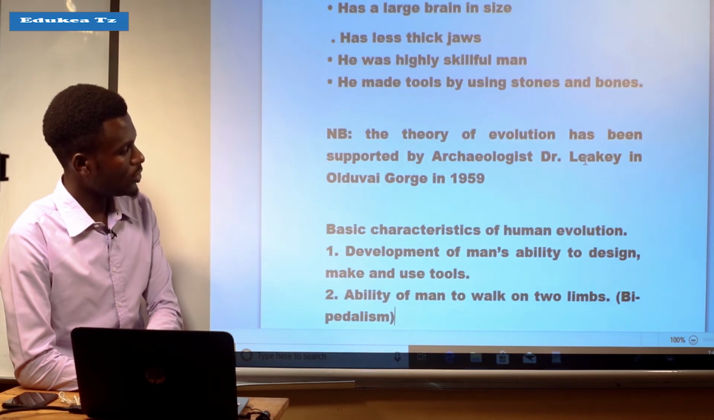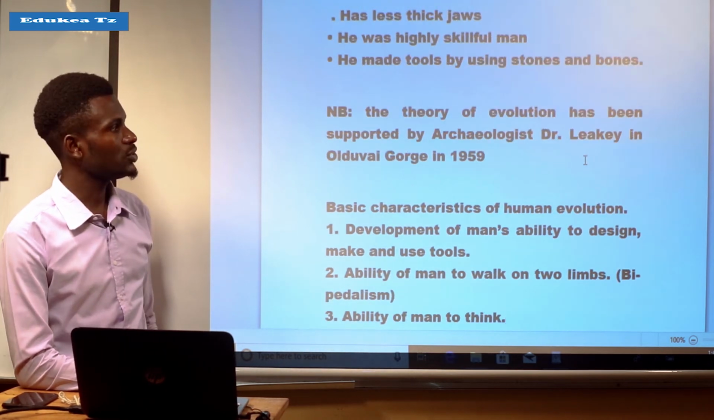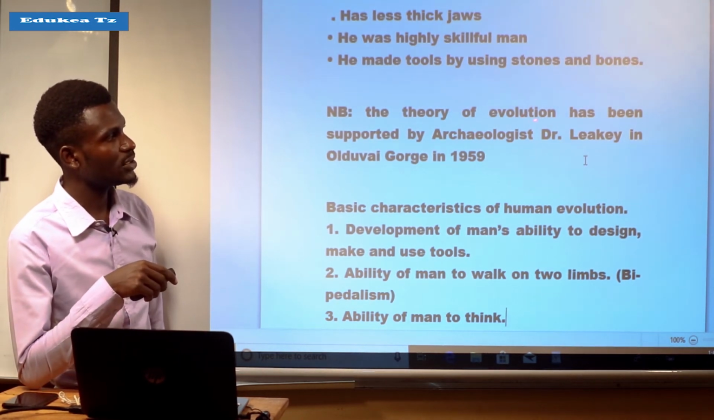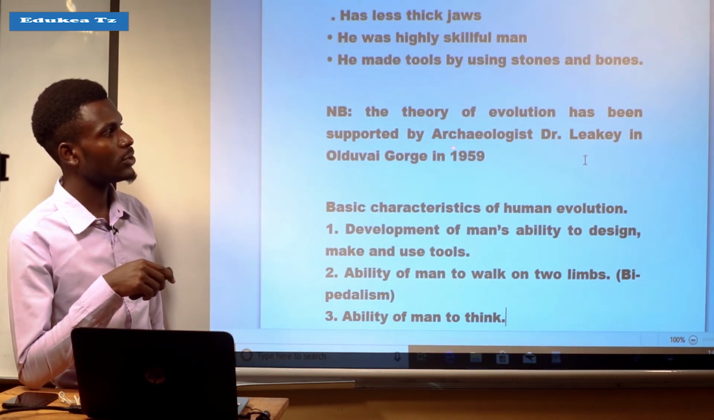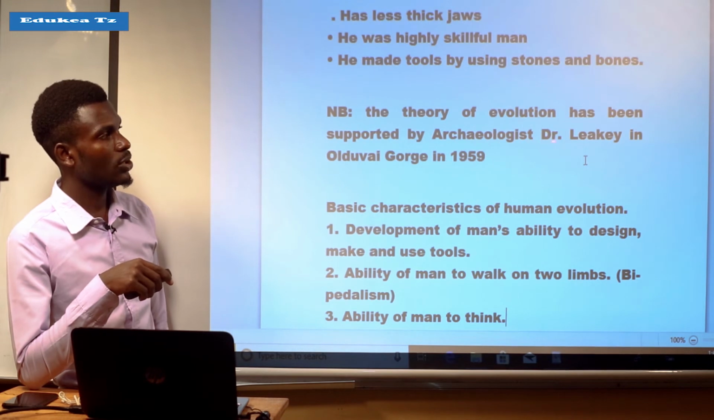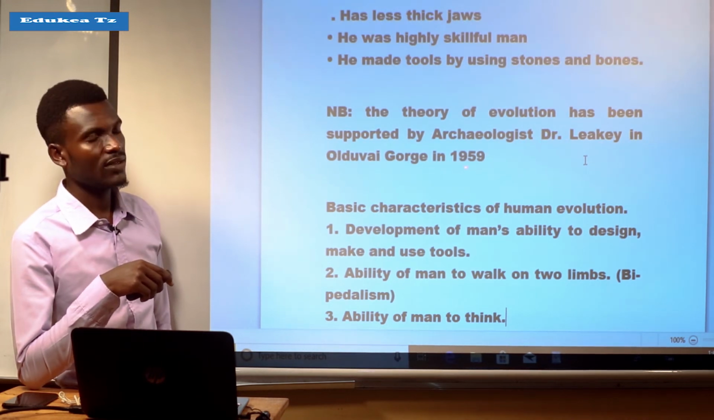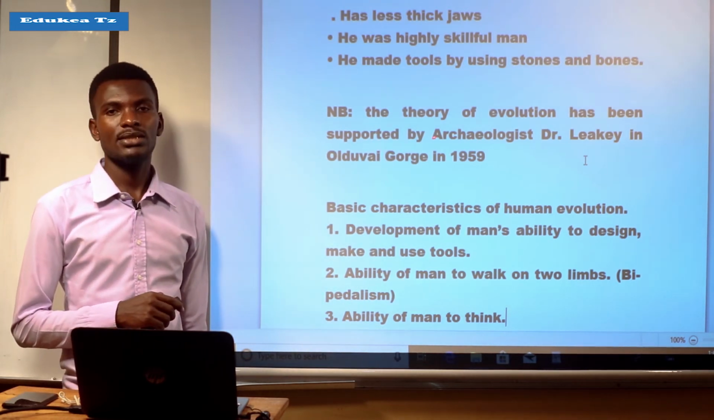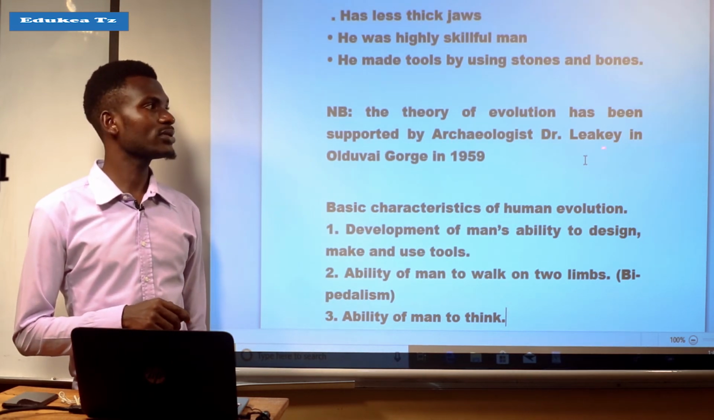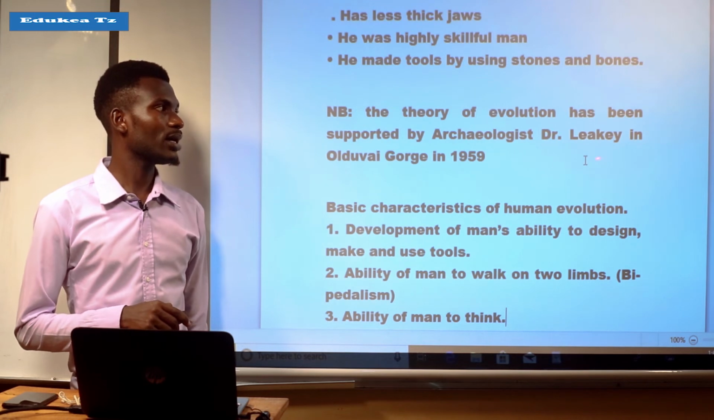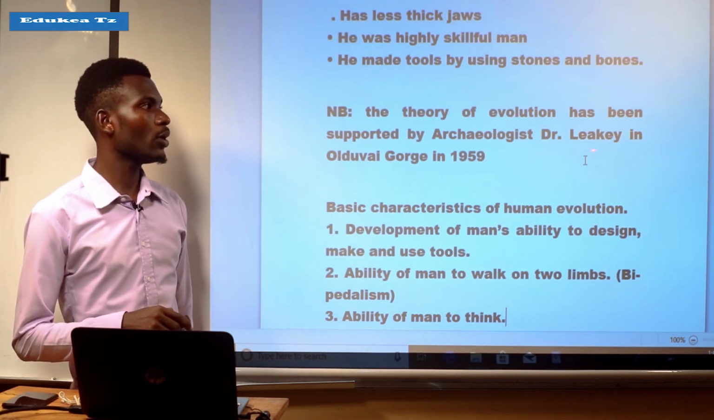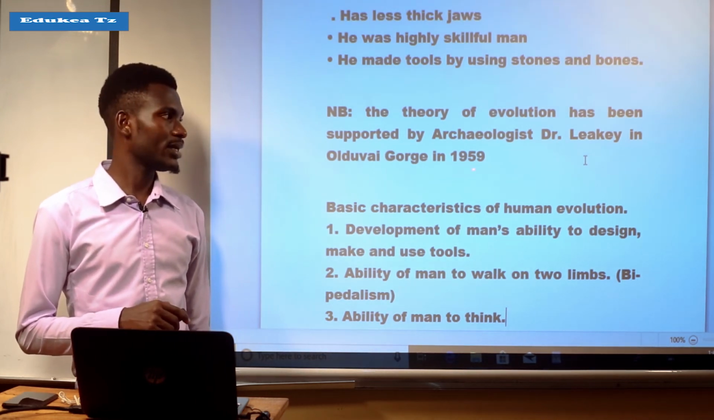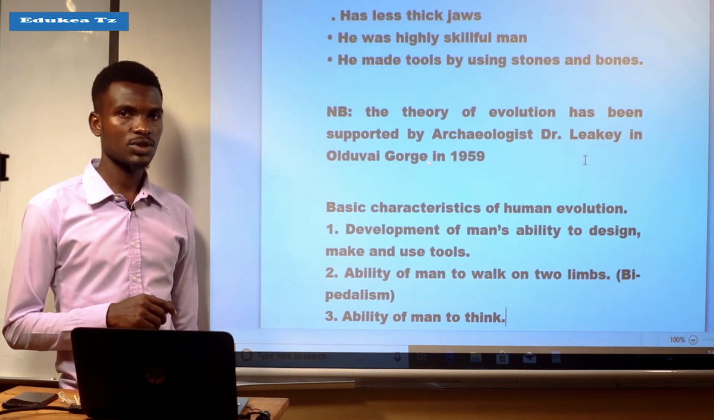So we have done the issue of stages of evolution of man, but there is something to note. The theory of evolution of man has been supported by archaeologists. It means that the theory of evolution of man is being supported by the archaeologist Dr. Ricky, who discovered the skull of Homo habilis in Olduvai Gorge in 1959. That is the supporter of the evolution theory.